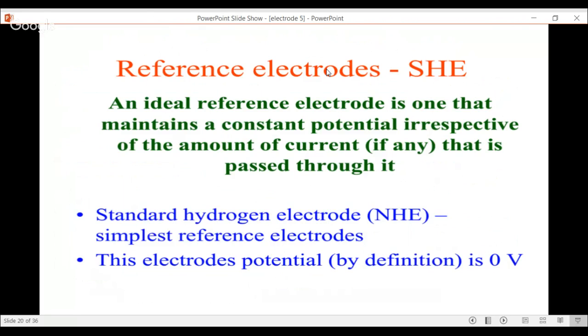The reference electrode is normally the standard hydrogen electrode, SHE. An ideal reference electrode is one that maintains a constant potential irrespective of the amount of current, if any, that is passed through it. The standard hydrogen electrode is also called the normal hydrogen electrode, the simplest reference electrode. This electrode potential by definition is equal to zero.